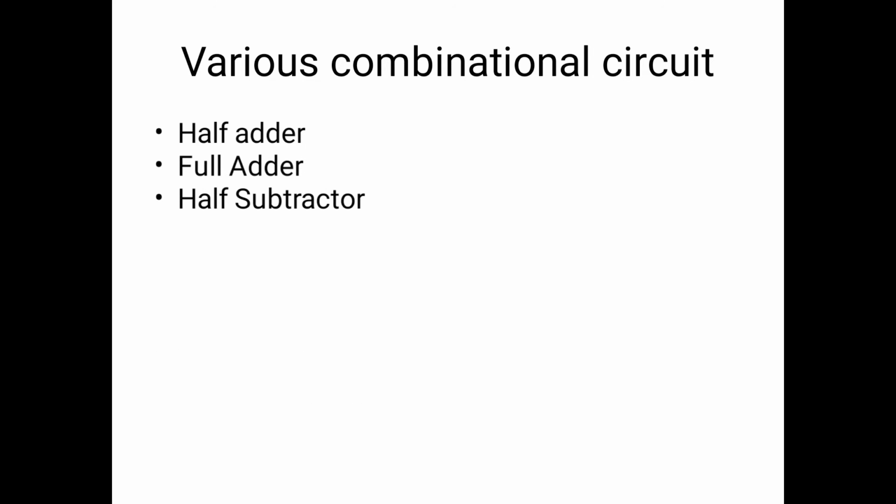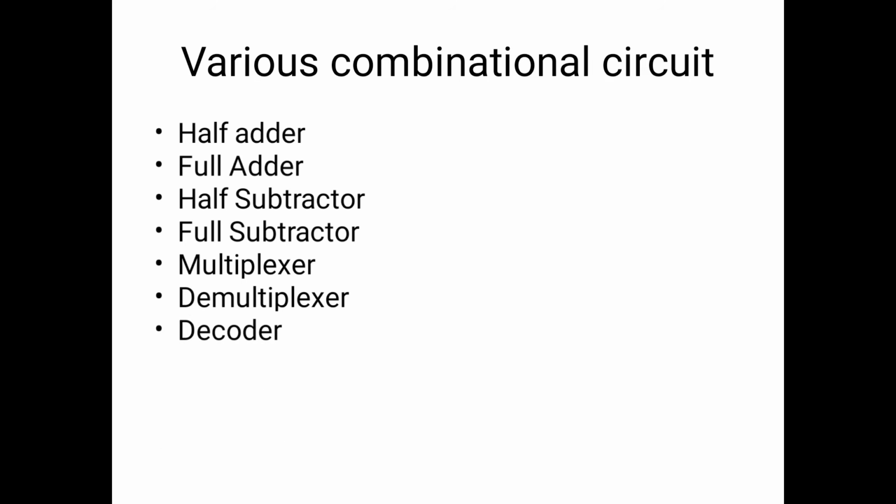There are a number of combinational circuits, for example, half adder, full adder, half subtractor, full subtractor, multiplexer, demultiplexer, decoder, encoder, converter, etc. Lots of combinational circuits exist, which we will study in the next presentations. So first of all, we discuss the half adder.